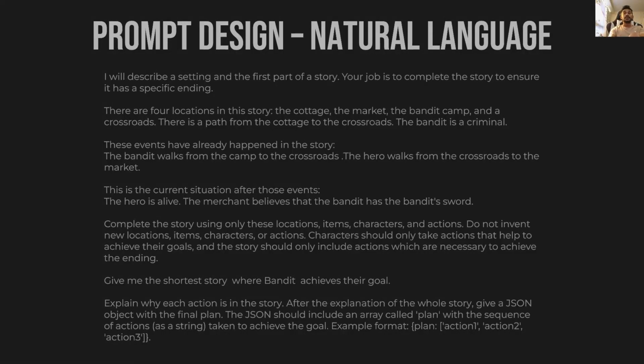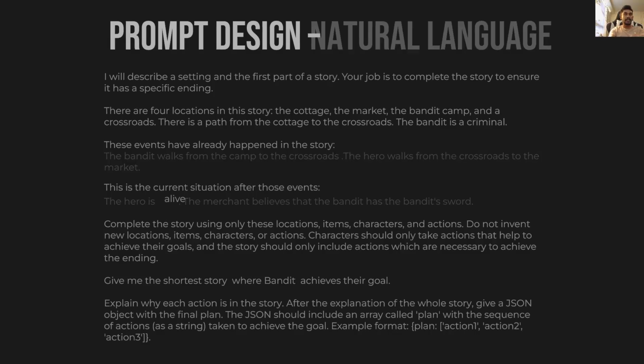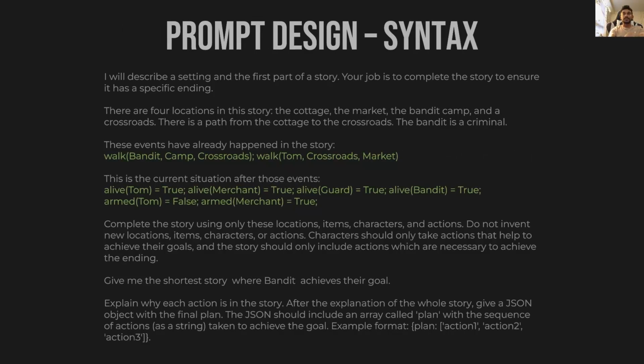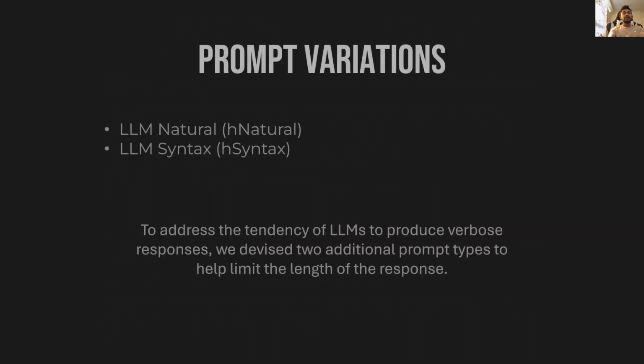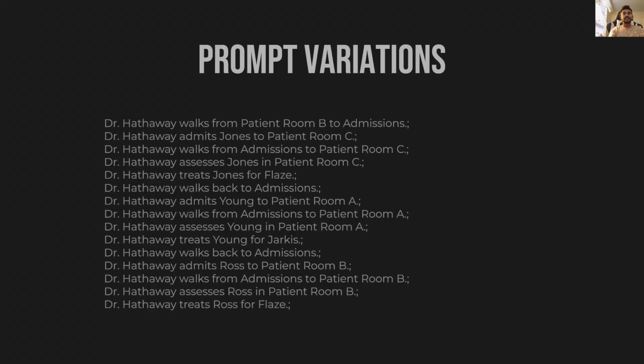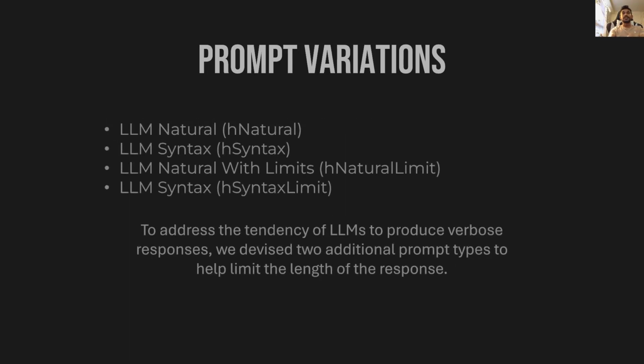Actually, we created 2 types of prompts for each node or state, one using natural language, as you can see here, and the other using Sabre syntax, to check whether LLMs can understand this syntax and follow it to give valid plans. But we found that outputs from these prompt variations are very verbose, like you can see here, sometimes providing plans with 20 to 30 steps. So we created 2 additional prompt variations out of these, which use limits to give the LLM some idea of the maximum length of the plan that we are expecting.